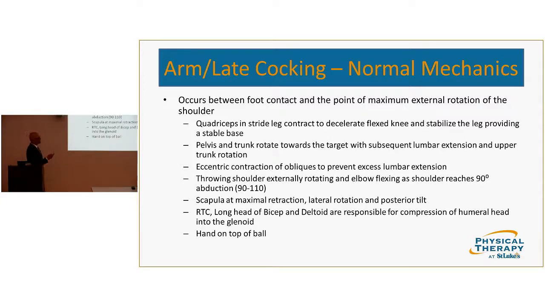Scapula maximal retraction, lateral rotation, and posterior tilt. This is important to maintain the subacromial space. I'm not sure how you measure that. Get their shirt off or put them in a tight shirt. And that's the other thing when we talk about the video. Get them in tight gear so you can see what's going on. If they have loose, floppy stuff, you're not going to be able to see it as well. Rotator cuff, long head of the bicep and the deltoid give the humeral head the compression into the glenoid. And again, hand on top of the ball. We'll keep saying that because it's an easy thing to pick up and something that could be valuable down the chain.